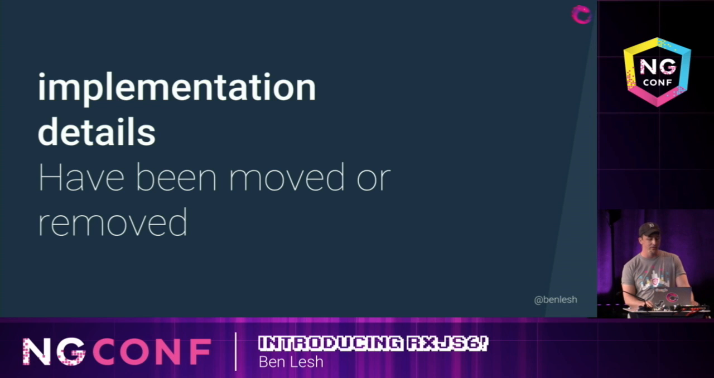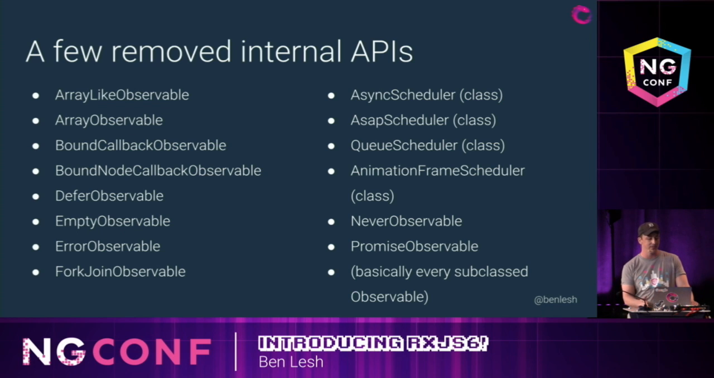Implementation details that have been moved or removed. So these are, just as an example, there's a lot of observables. Some people were using empty observable or error observable or never observable directly. You weren't really supposed to do that. I think there's even some documentation out there that recommends you do that. It was never supposed to happen that way. These were implementation details of the library that were to support the other methods that we're recommending you use.